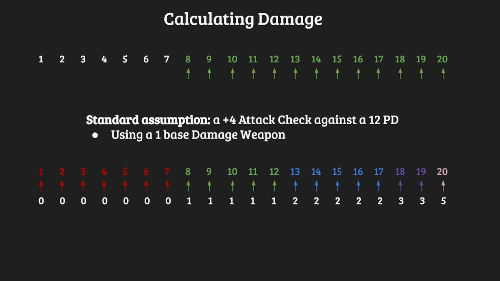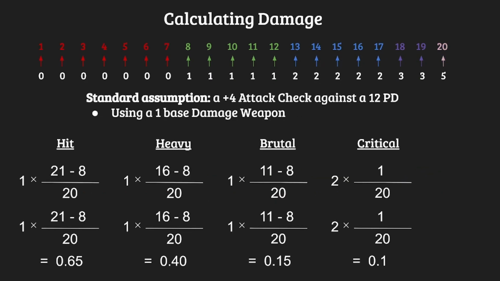From a 13 to a 17, we would deal 2 damage. And an 18 and a 19 would deal 3 damage, but a 20 would deal 5 damage, right? Critical hits in DC20 do 2 more damage. So this is actually what the damage would look like. It's a little bit more complicated than just 0 or 1. So this is where we can kind of get into the weeds. Let's talk about how this gets a little bit more complicated by looking at each of these different categories.